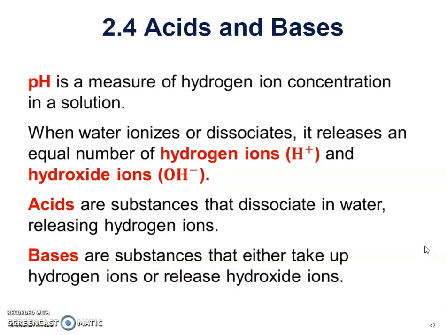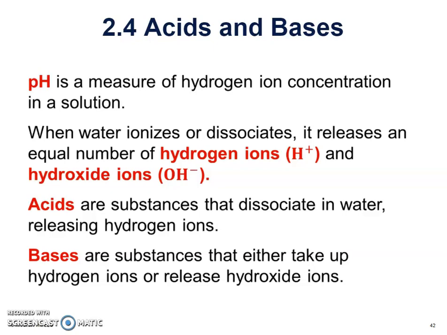Okay, moving on to acids and bases. This is section 4. pH is a measure of hydrogen ion concentration in a solution. We're actually going to do a lab either late this week or early next week to discuss pH. We're going to look at the pH of different household chemicals.